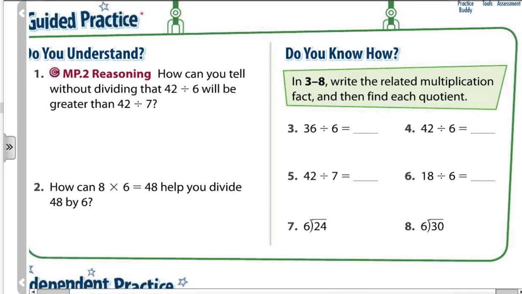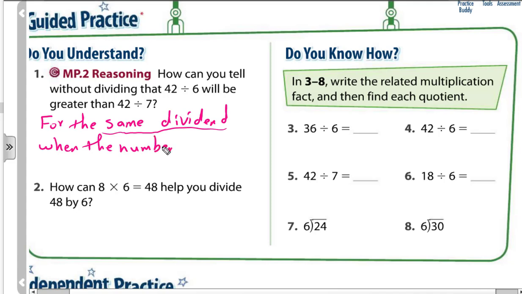We just need to answer the question, and to answer this question we will write: for the same dividend. This is very important, for the same dividend, because it's 42 and 42. We are not changing the dividend. Okay, when the number of groups increases, the number of items in each group decreases. When the number of groups increases, it means larger. Increase, this word means more.